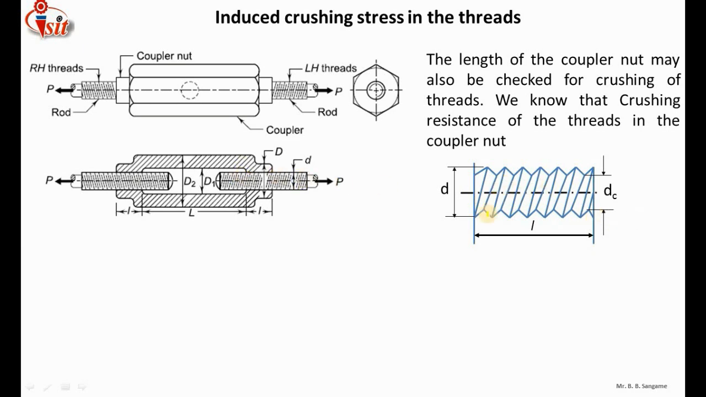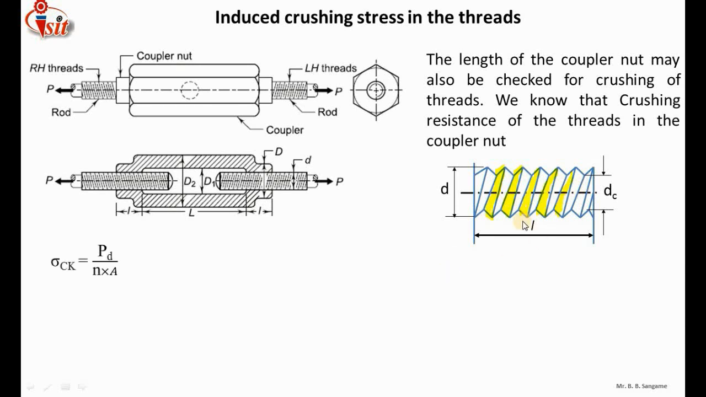So here you can see that if a force of magnitude P is applied towards the right side, along this side there will be crushing. This side of the thread has a possibility of crushing failure. So we need to calculate this area. For every flank of thread there is a possibility of crushing along this side, and if you apply a force towards the left side, then there is a possibility of crushing along this side. So let us calculate this area.